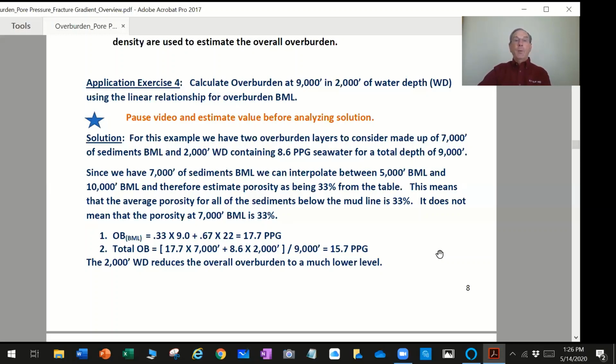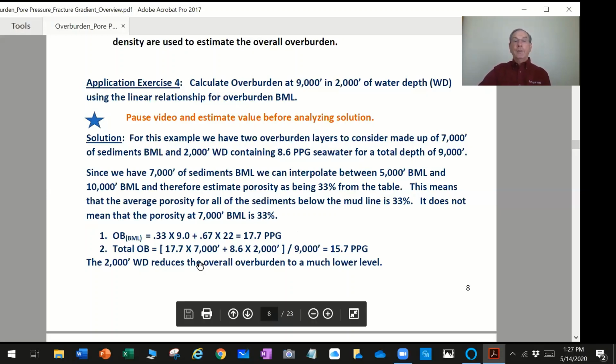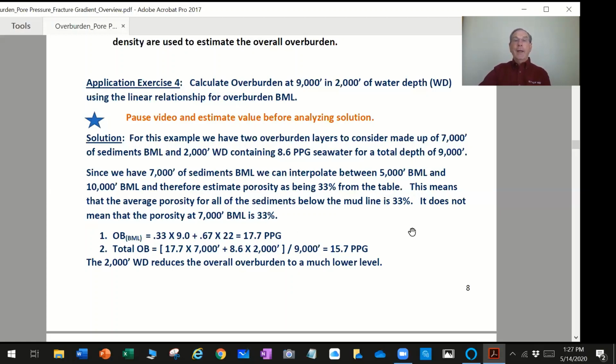And then in step 2, we take the arithmetic average of these two layers. So for this example, we have an overburden of 17.7 of the sediments below mudline times the thickness, which is 7,000 feet, plus 8.6 seawater times 2,000 feet, then dividing by the total depth of 9,000 feet gives us an overall overburden of 15.7 pounds per gallon. So you can see on this example, going from an overburden below mudline of 17.7 down to 15.7, there's a great reduction from this 2,000 feet of water, bringing the arithmetic average down.